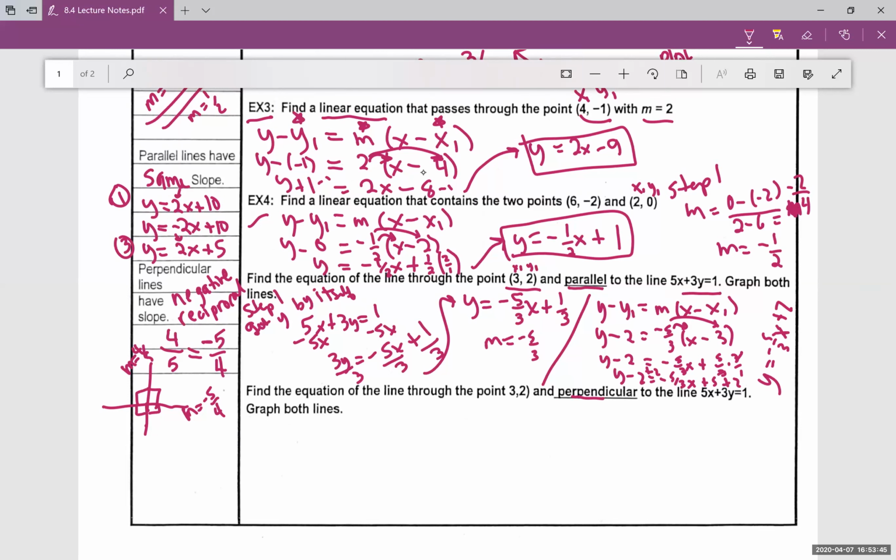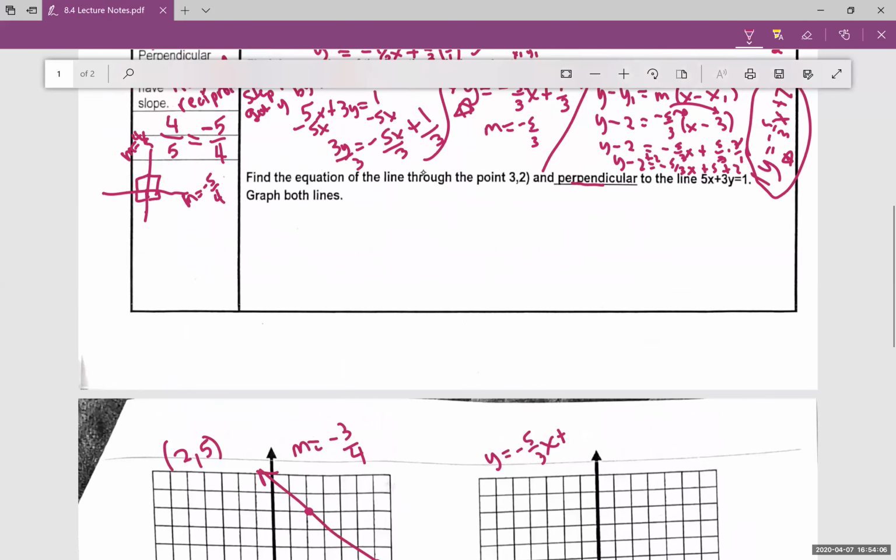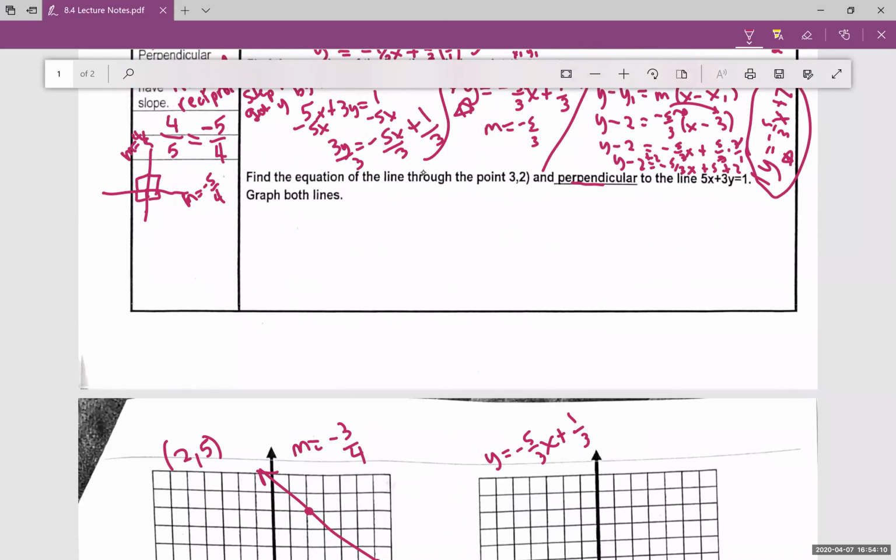So we're going to graph this original line they gave us, and we're going to graph this one. And I'm going to show you that those two are parallel. Okay, so the first one is y equals negative 5/3 x plus 1/3. And this other one is y equals negative 5/3 x plus 7.